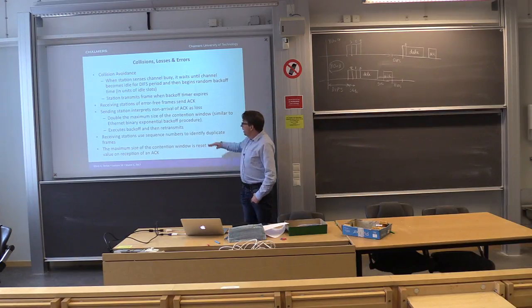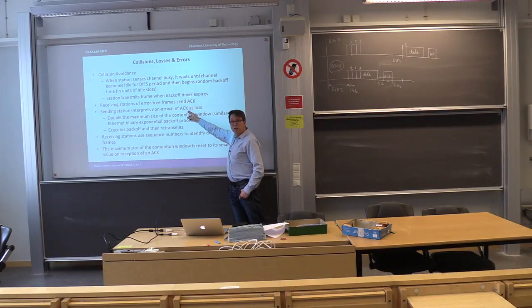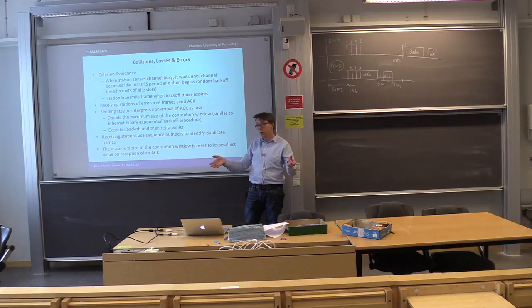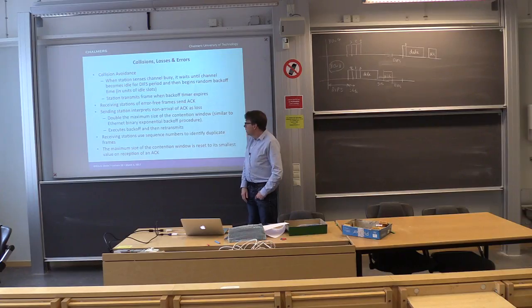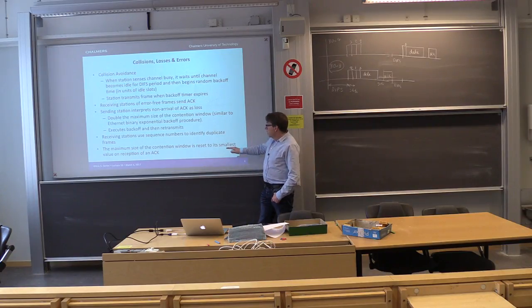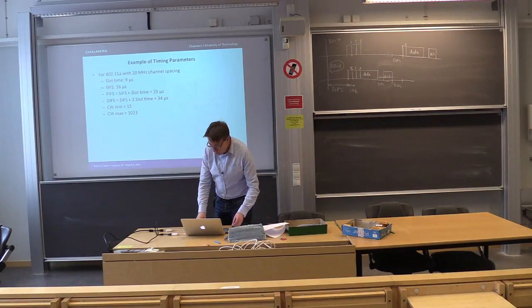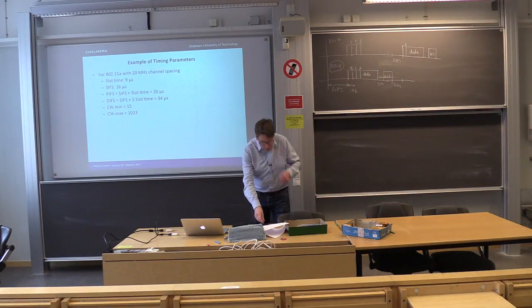Okay, then during these retransmissions, obviously we need to have sequence numbers here to avoid duplicates at the receiver. Because if we lose an ACK, not hearing an ACK is not the same thing as the frame was lost. The frame could be decoded, but the ACK could be lost. Okay. And then the maximum size of the contention window is reset to its smallest value after the reception of an ACK.